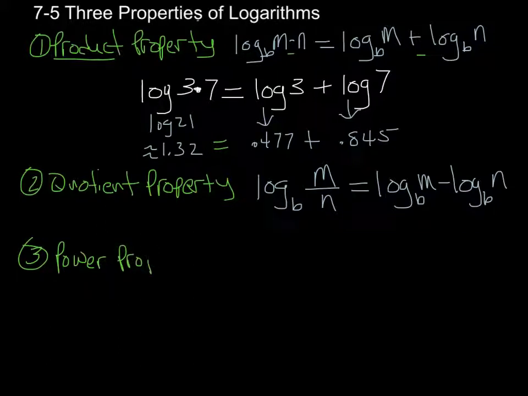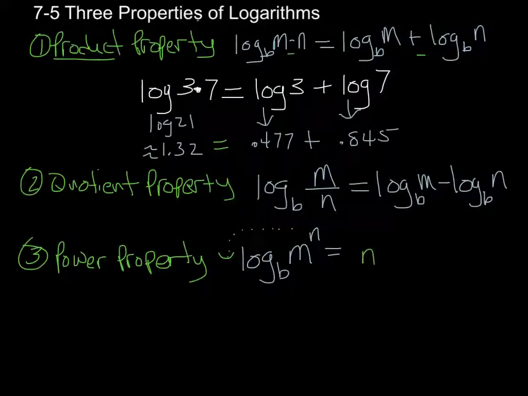And then the third one, the last one, is called the power property. And this one probably is the most useful. This is the one that we're going to use the most in the coming sections. What it says is if you have the log, again, I don't care about the base, of some power, m to the n, this n can be moved out in front so that we would have n times log base b of m.